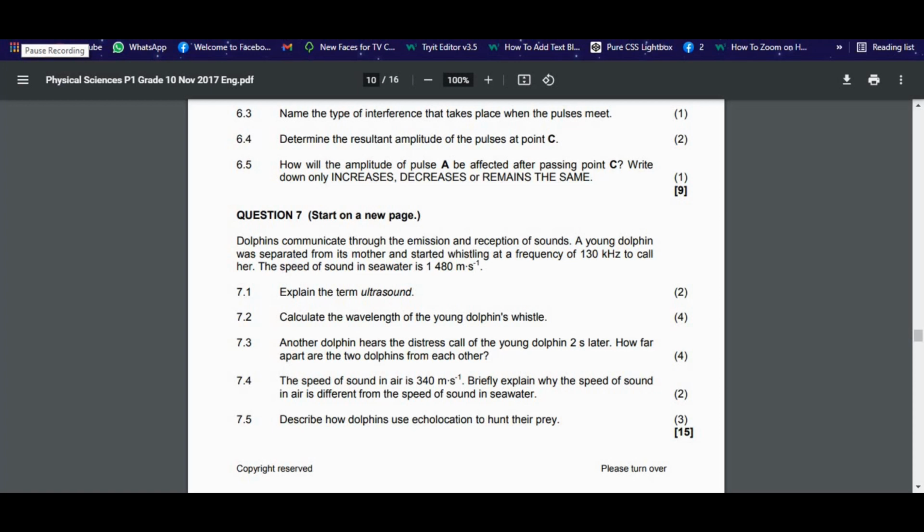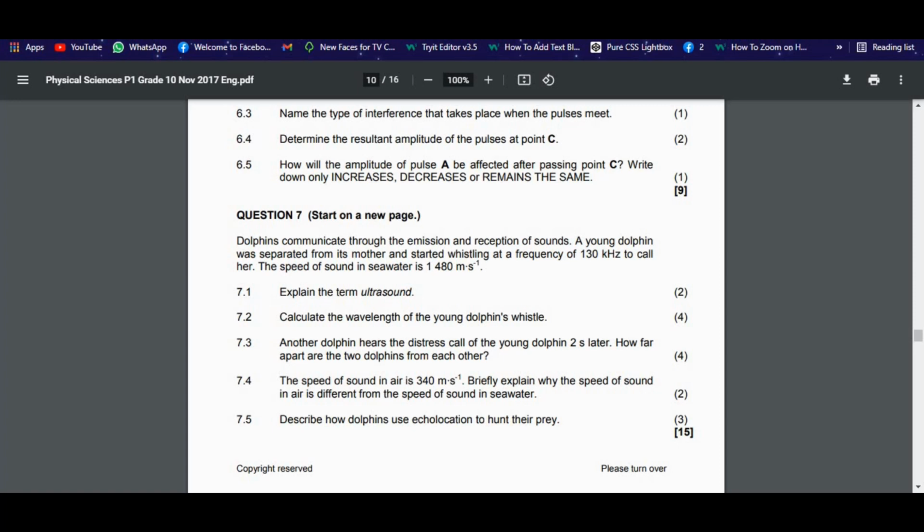All right, let's do question 7 quickly. Question 7 says dolphins communicate through emission and reception of sounds. A young dolphin was separated from his mother and started whistling with a frequency of 130 kilohertz, which is 130,000 hertz, to call her. The speed of sound in seawater is much different from the speed of sound in air. The speed of sound in air, roughly, is given at about 330 to 340, but mostly 340 meters per second. But the speed of sound in water is 1,480 meters per second. Well, in seawater, to be exact in this question.